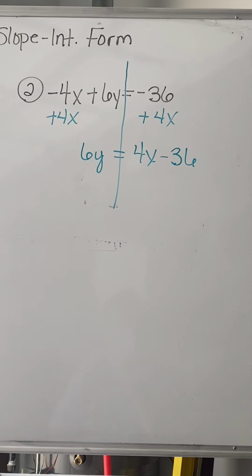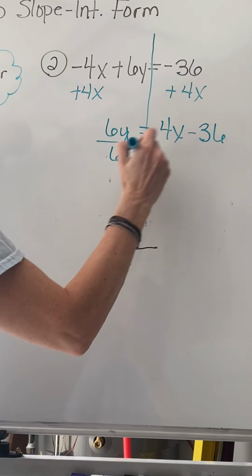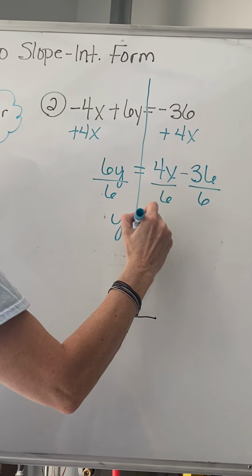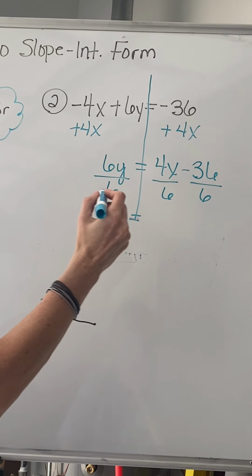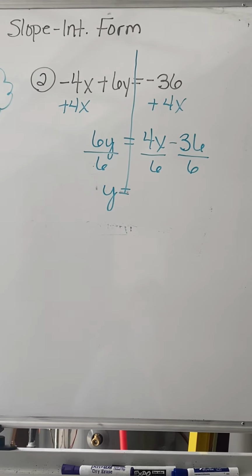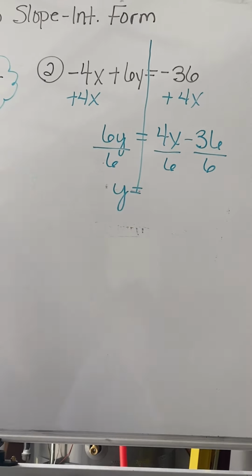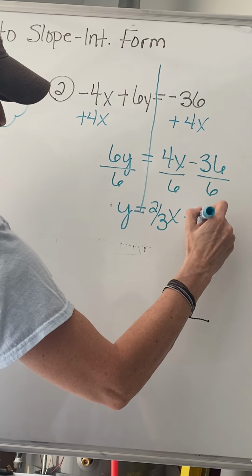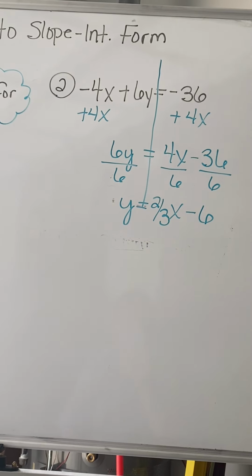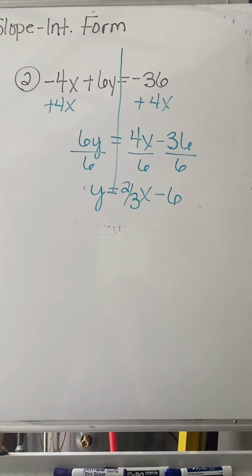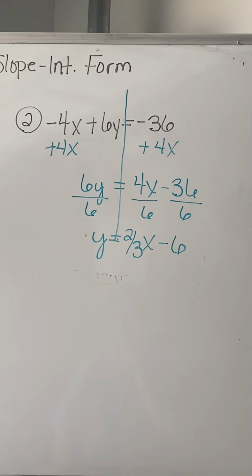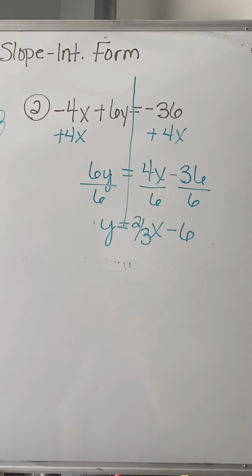Then I'm going to get y by itself by dividing everything by 6. So y is by itself. 4 over 6, I can simplify that also into 2/3. Now, they don't always come out to be 2/3. It just happens to in this example. And then if you have negative 36 over 6, that is going to be a negative 6. So for this equation, if you put it in slope-intercept form, your slope is 2/3 and your y-intercept is negative 6. But in order to see that, you have to have it written in slope-intercept form, okay?